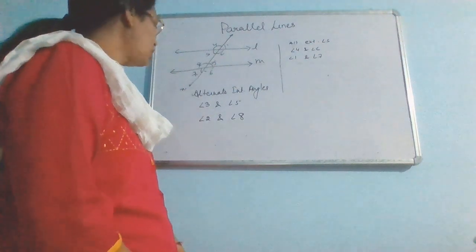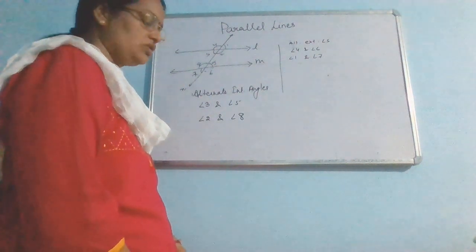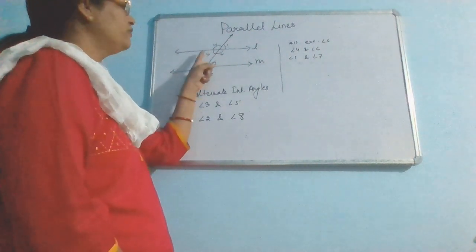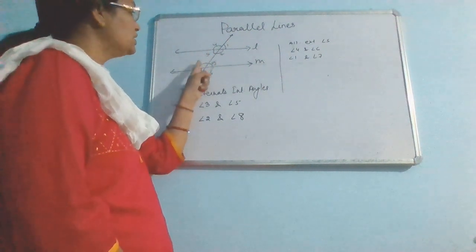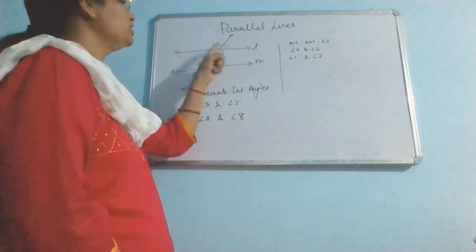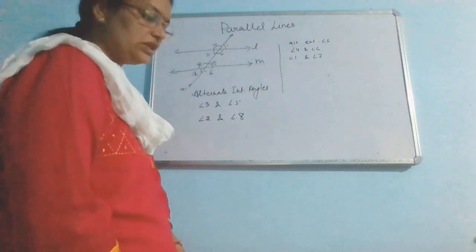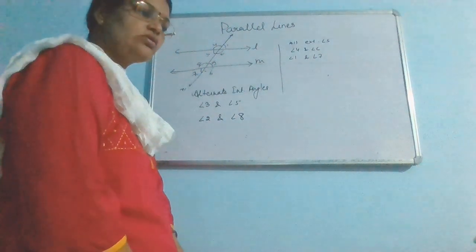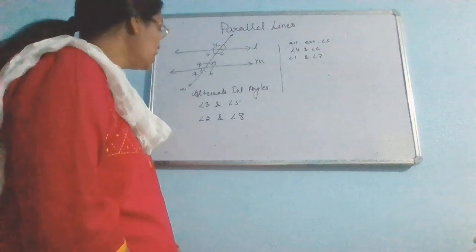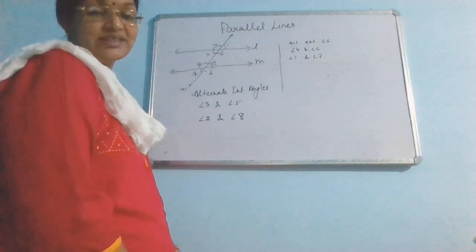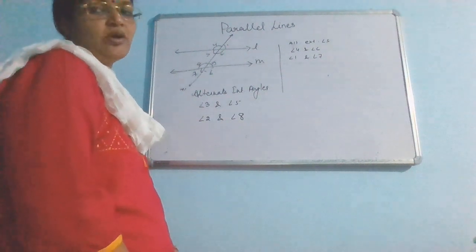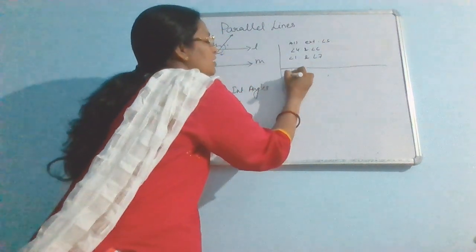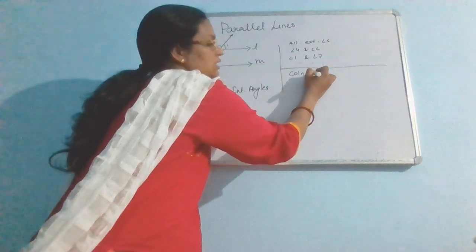Now, consecutive interior angles. Consecutive interior angles means like 5 and 8, 8 and 3, 3 and 2, 2 and 5. All these are consecutive interior angles. These are not always equal. The sum of these two angles is equal to 180 degrees. So we can say co-interior angles.